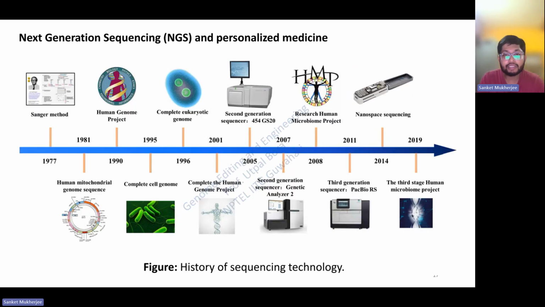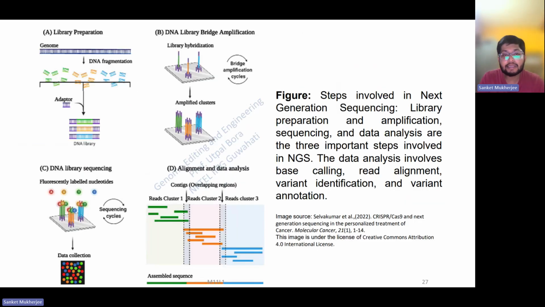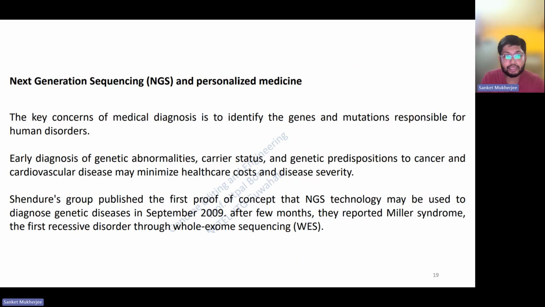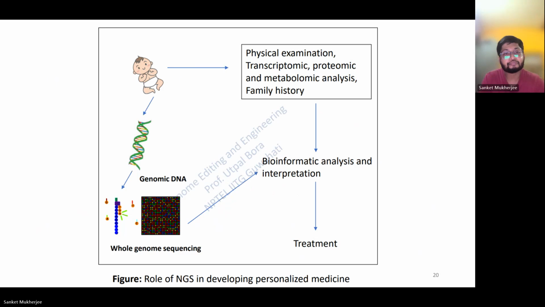So this is how it came off, the history of sequencing technology. And these are the steps which are used for sequencing, which you can read about, right? So Shendia's group published the first proof of concept that NGS technology may be used to diagnose genetic diseases in September 2009. After a few months, they reported Miller syndrome, the first recessive disorder through whole exome sequencing.